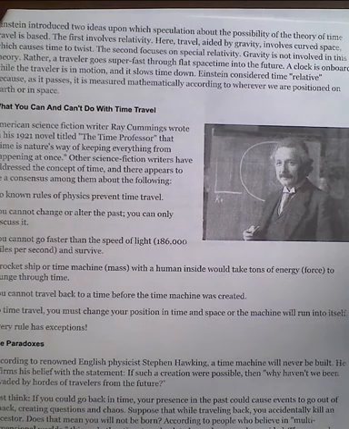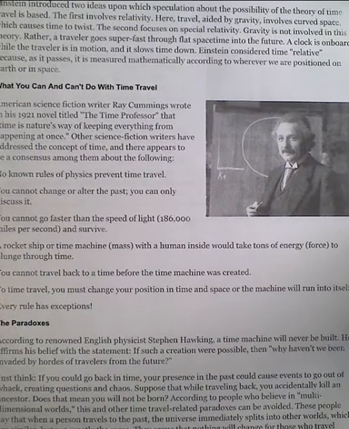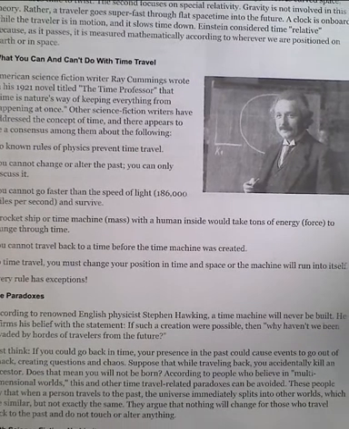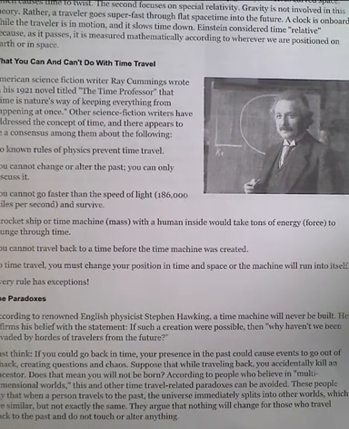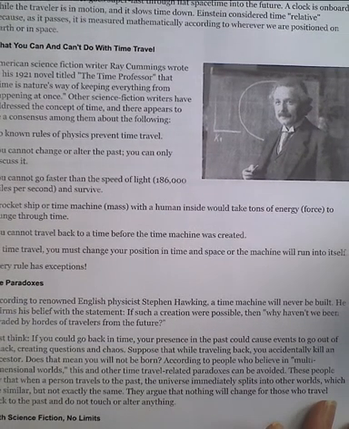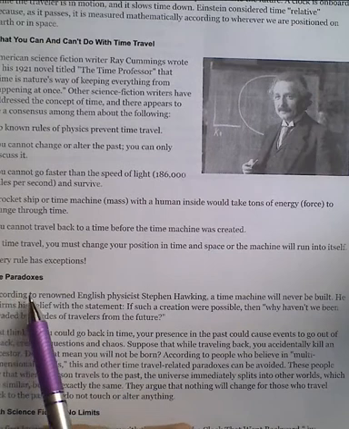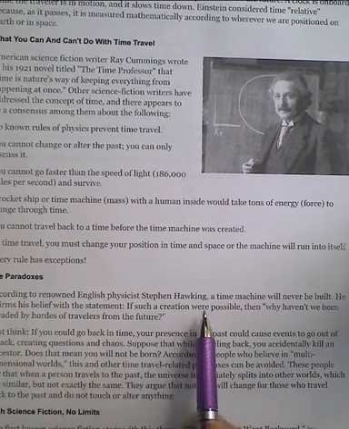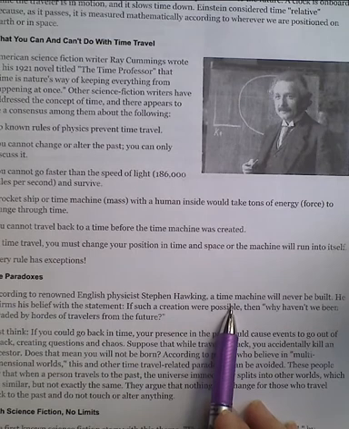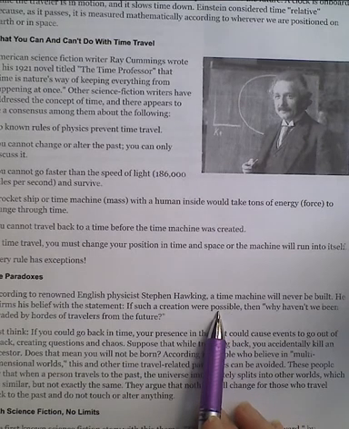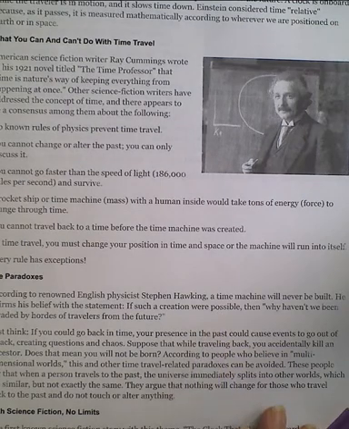Okay, so the paradoxes. Again, paradox, the easiest way for me to explain what that is, it's kind of like something that is contradicting but still possible. It's something that's controversial and there's different ways of looking at it, but it does still have the reality of being possible. Okay, so here we go. The paradoxes. According to renowned English physicist Stephen Hawking, a time machine will never be built. He affirms his belief with the statement, if such a creation were possible, then why haven't we been invaded by hordes of travelers from the future? Good point, Mr. Hawking.